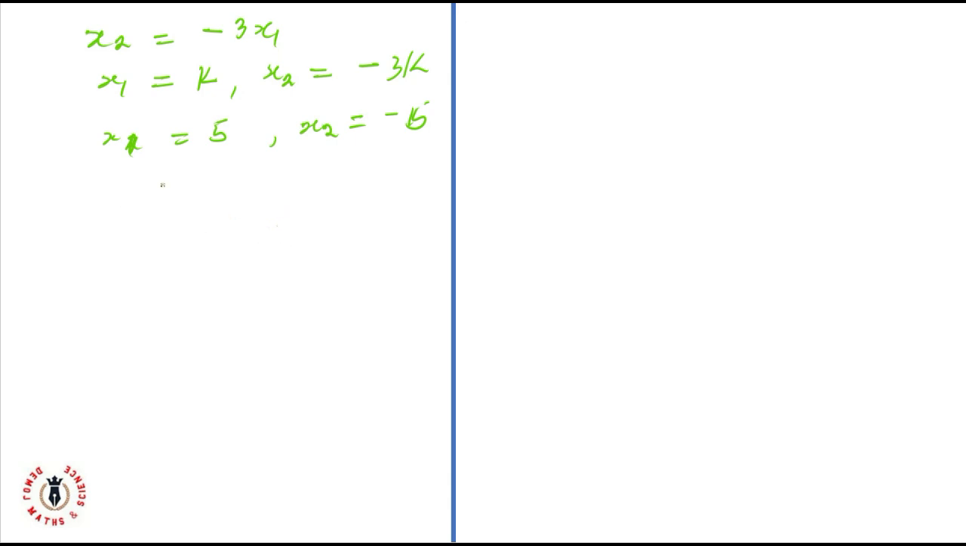So we can now write it in vector form this way. This is x1. Let's write it in vector form. This will be 1, and this will be minus 3.